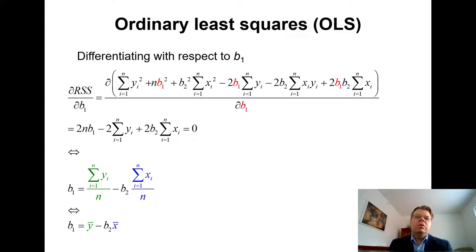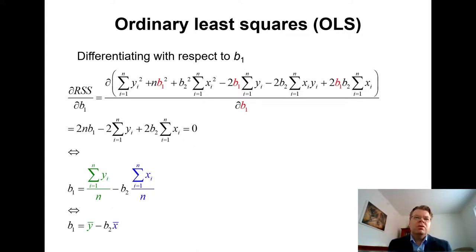So we have now solved this B1, and it turns out to be very simple. We just need to calculate the sample average of x and the sample average of y. And given that we have the slope B2, we can calculate B1. Notice that, of course, this intercept and slope are interdependent. So B1 here depends on B2.